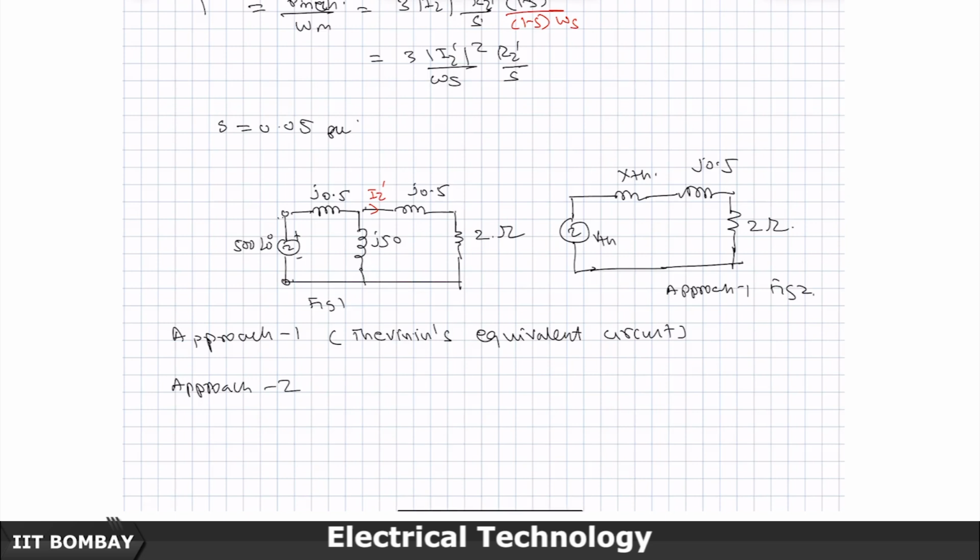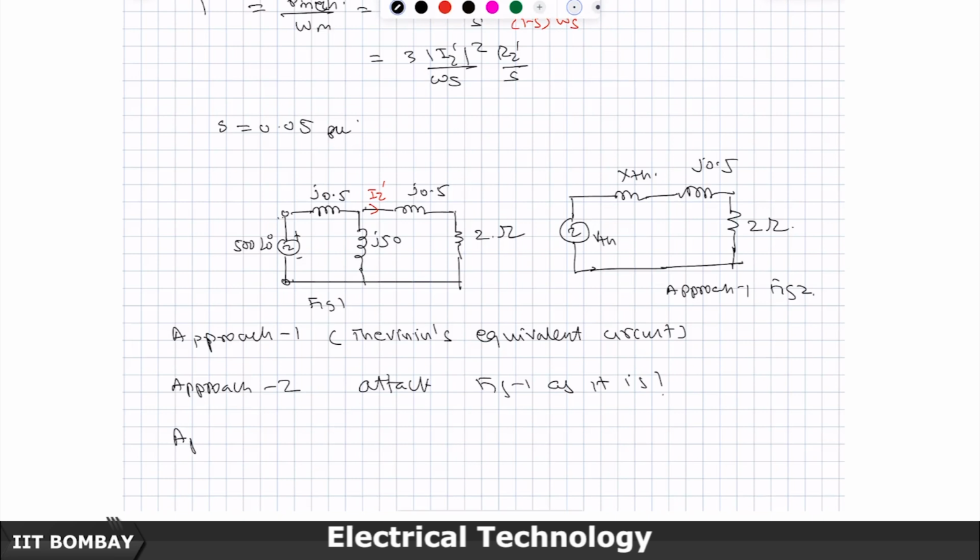Approach 2 is to attack figure 1 as it is. But the problem with that approach is, for this problem it will work out fine, but if I ask you for 2-3 values of slip, then every time you have to attack everything from ground zero, which does not work out very well. So, better to train ourselves for approach 1, but if only one slip is given, approach 2 is also fine.